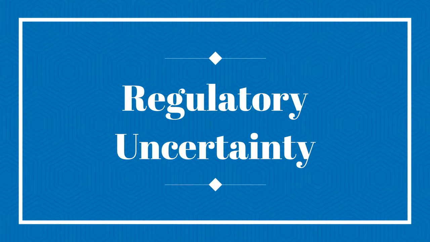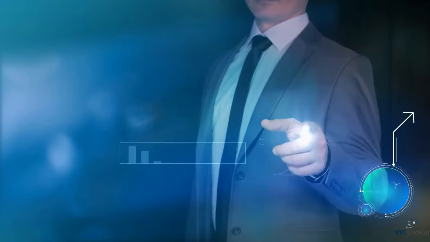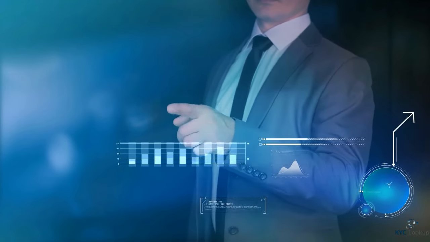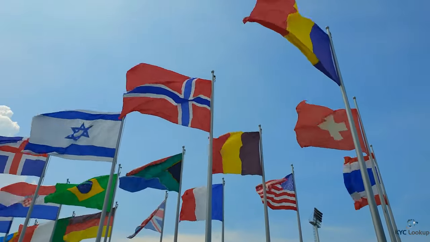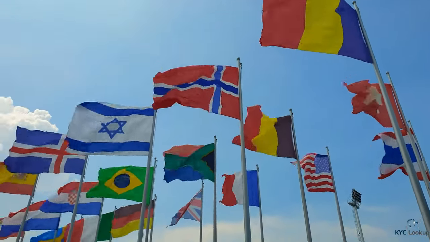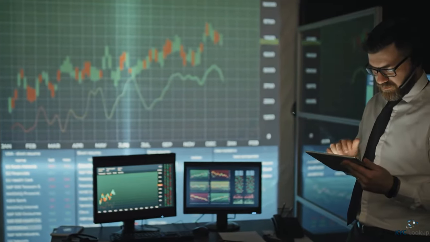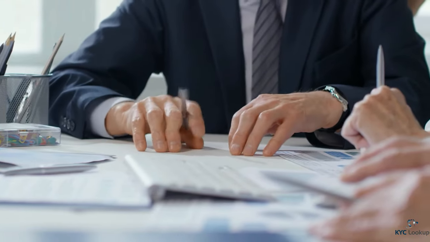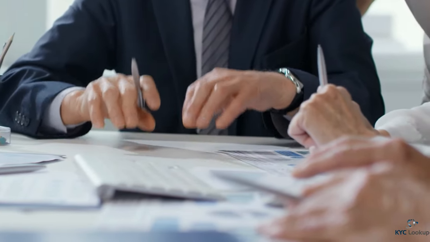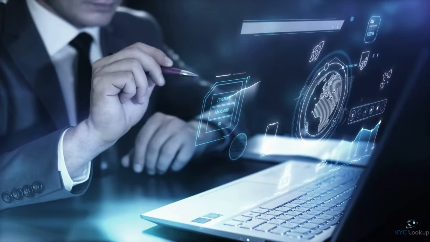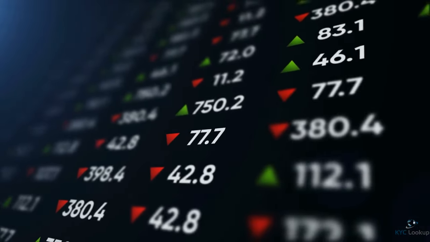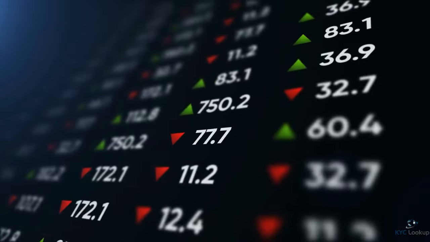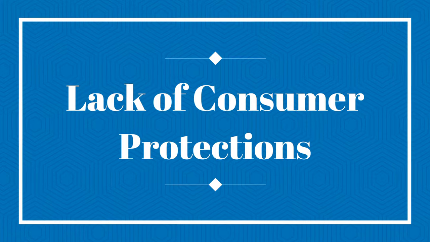Regulatory uncertainty. The regulatory landscape surrounding digital assets remains fragmented and often ambiguous. Different countries and jurisdictions have varied approaches to cryptocurrency regulation, which can result in confusion for investors and businesses operating in the space. Regulatory changes or crackdowns on digital assets can lead to sudden market turbulence, affecting asset prices and investor confidence.